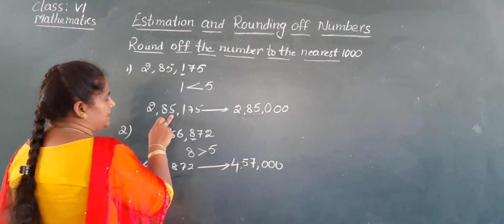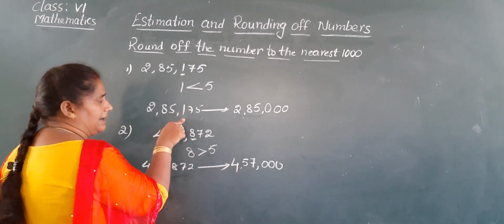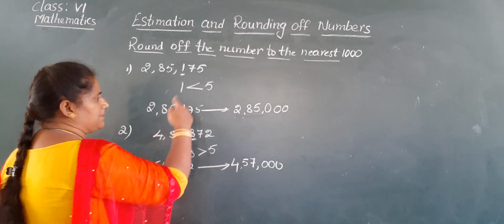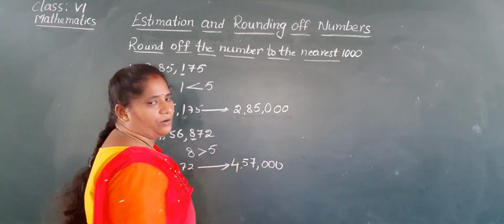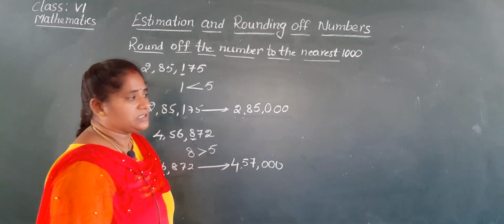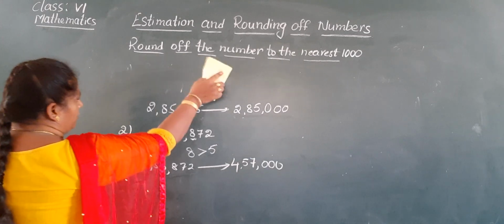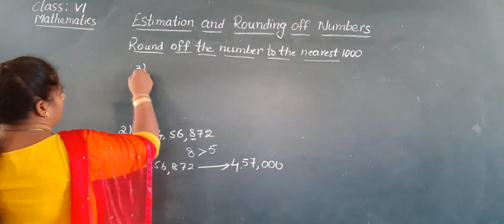So to round off this number to the nearest 1000, just see the digit in the hundreds place. If it is less than 5, then keep the thousands place as it is. Hundreds, tens, ones places become 0. Don't get confused. I am extremely sorry, Nana. Okay. And see the next one. One more example I will explain.